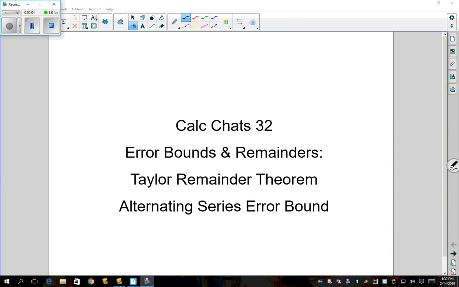Today we're going to be talking about error bounds and remainders, specifically using the Taylor remainder theorem, as well as the alternating series error bound.